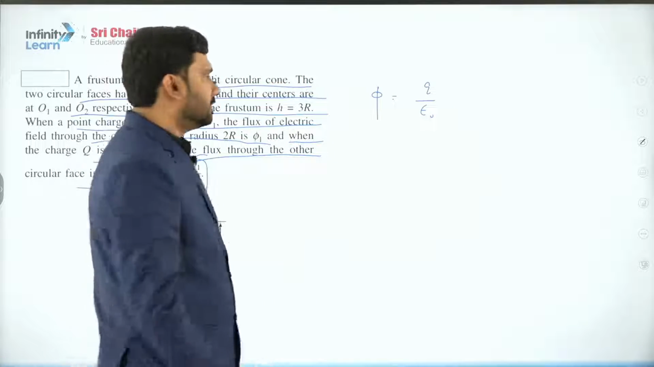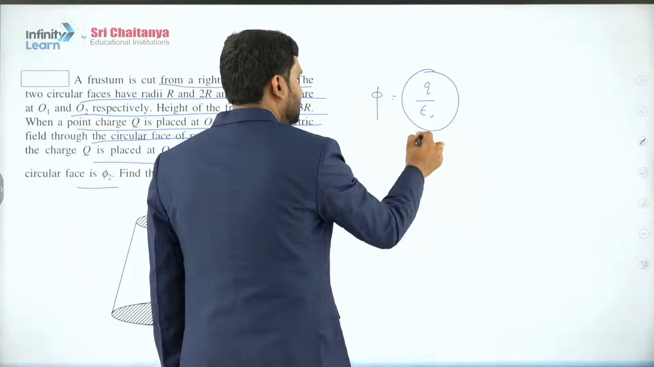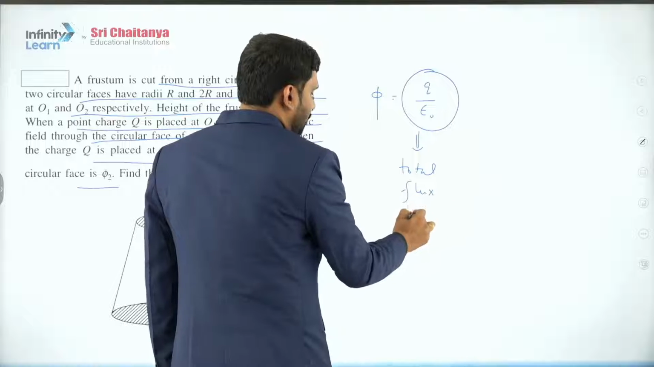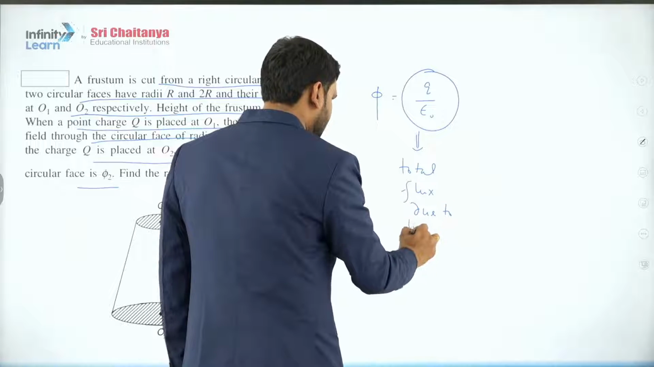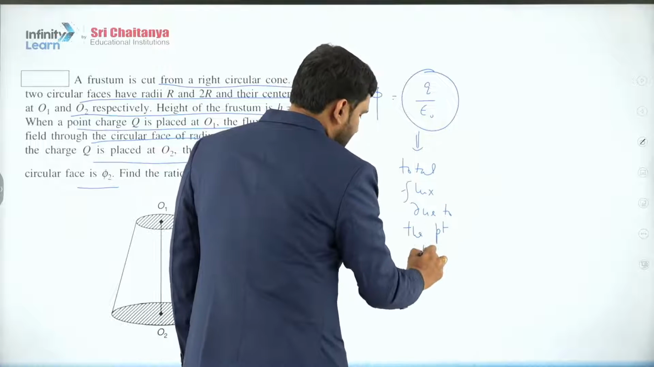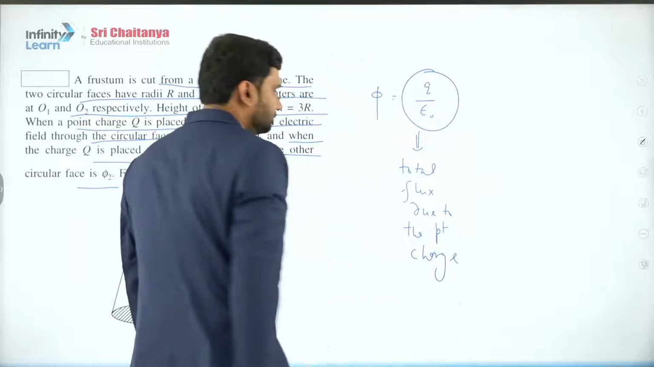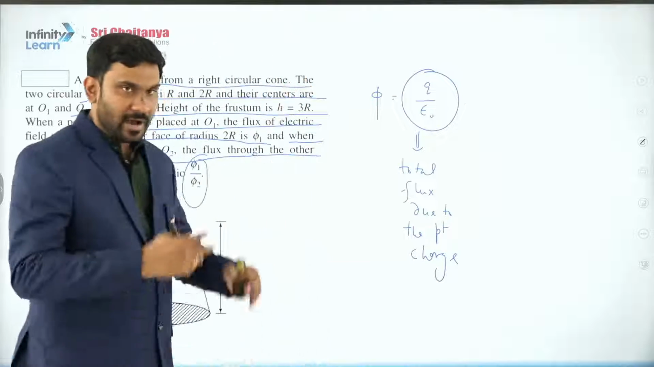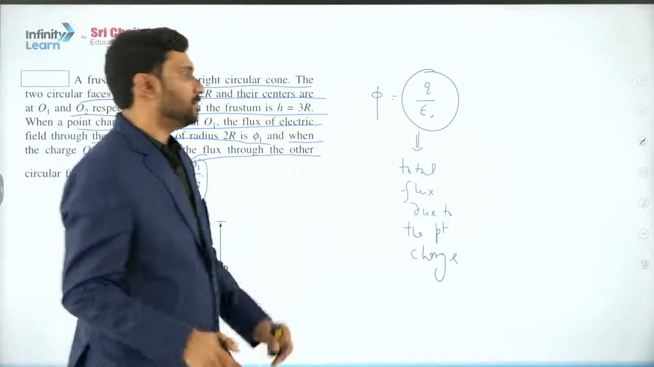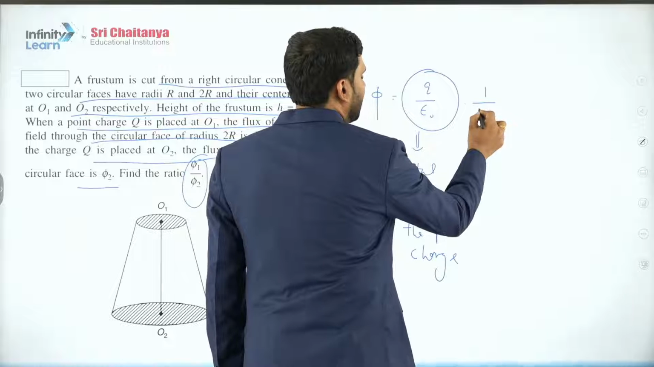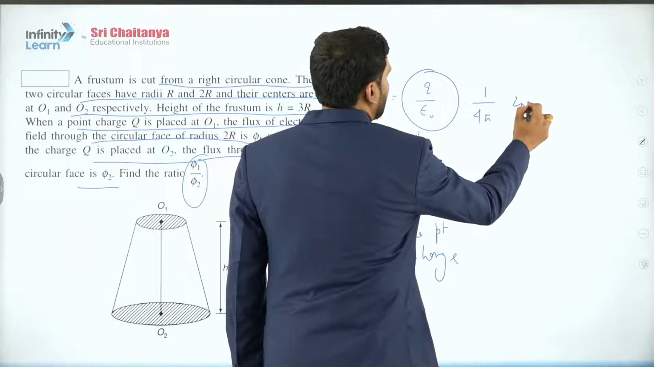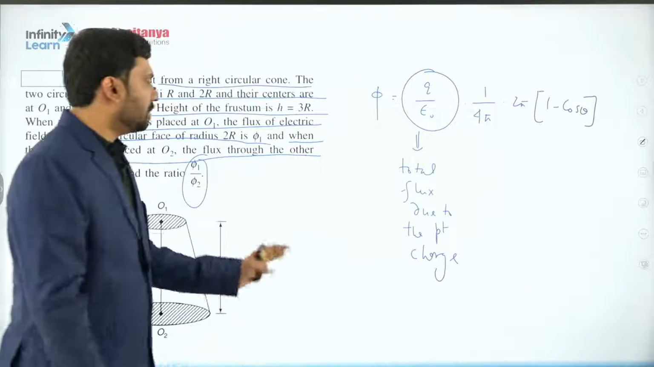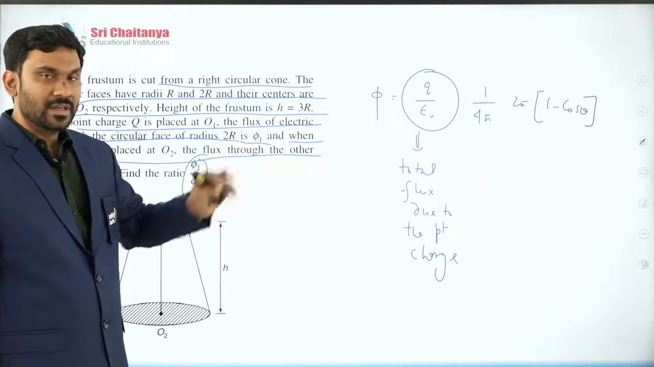What did I tell? This q by epsilon naught is the total flux due to the point charge, which maintains spherical symmetry. Again and again I am repeating so that you can understand properly. Into 1 by 4 pi into solid angle, 2 pi into 1 minus cos theta. So we are going to solve this question from this angle.